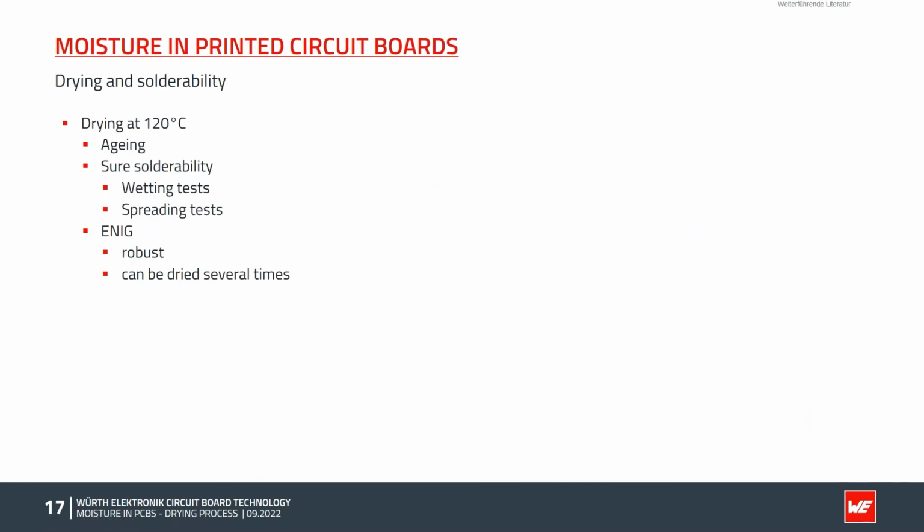Okay, last point, drying and solderability. Yes, normally we are using high temperatures for drying. So this is an aging of the PCB, and the solderability could be reduced. So you should check for that. A lot of PCBs, or most PCBs I know, which have to be dried, use ENIG, electroless nickel immersion gold, and this solder surface is really robust and could also be dried several times and soldered several times. So that's a recommendation at this point here.